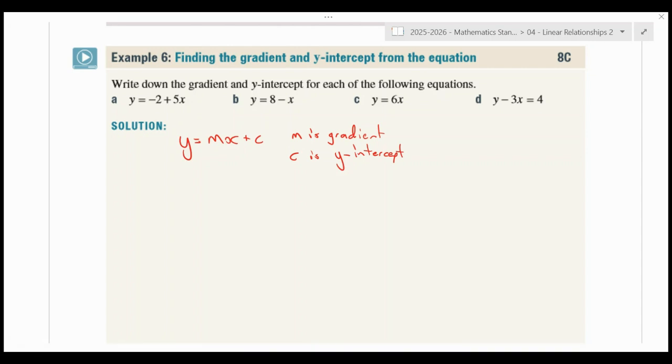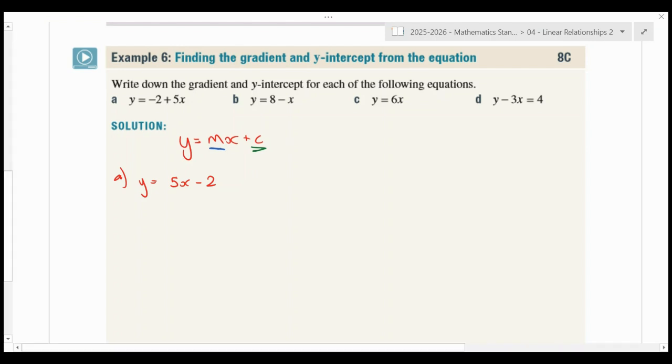Now, with this first one, it's not actually in that form, but we can put it in that form easily enough. So question A, we've got y equals minus 2 plus 5x. So let's just switch it around to go y equals 5x minus 2. All I did was move the 5x to the front, that's all. And that way I've just put it in the same form that you might be used to, which is the mx plus c. So all we then do is have a look and go, okay, our m is the coefficient of the x, so the number in front of the x, and the c is the constant. So it's the one without an x.